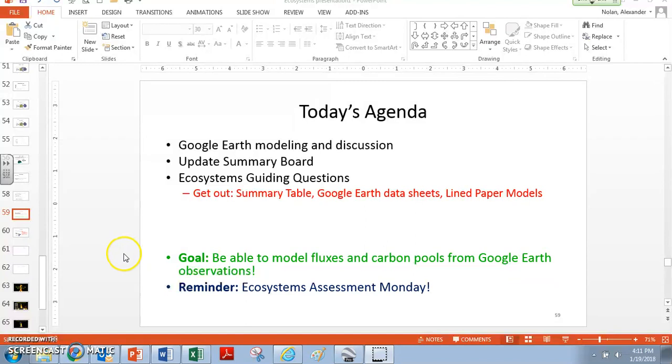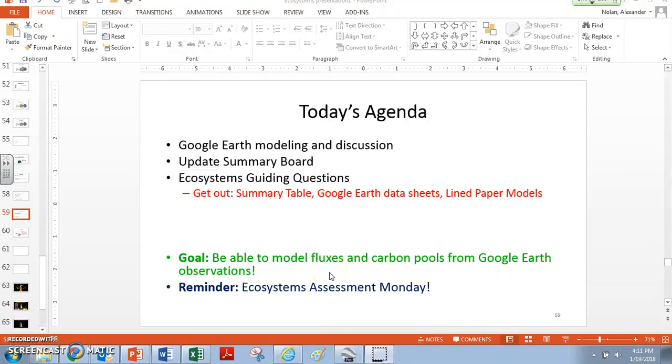But what we want to be able to do with these real-world observations is look at a map, see how things change over time, and model fluxes and carbon pools from, in this case, Google Earth observations. So we know everything about fluxes now, right? You know about carbon moving in and out of certain carbon pools, organic and inorganic. We're just going to take some real-world examples, and I call this conceptualizing.